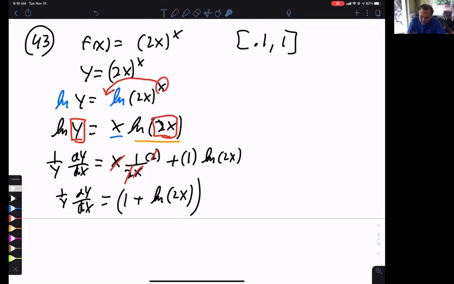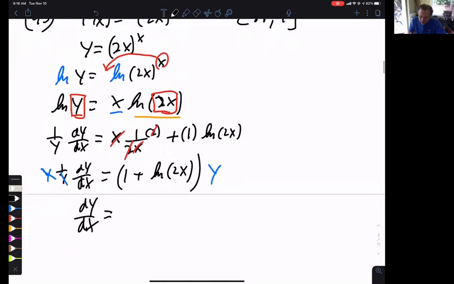But we're trying to find dy/dx. To get rid of the y, we multiply both sides by y. So we finally get dy/dx. And for those of you who are freaking out, I don't remember seeing a problem like this on the AP test, but this is good practice, good skills to have. What is y? I'm going to replace y with what it is, (2x)^x.